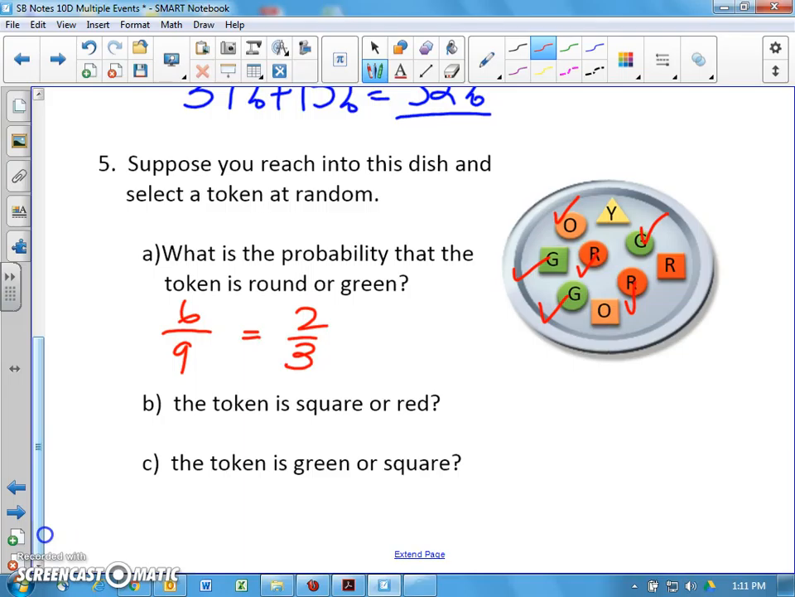Okay, so let's look at the next part, square or red. I'm going to erase my marks from the first one. This one would work because it's square. That one's red, square and red, red, square. So this would be 5 out of 9. Stop the video and go try this one on your own. You should have that done when your teacher checks your notes.